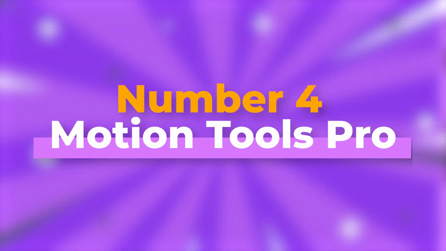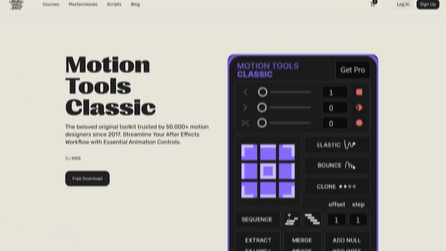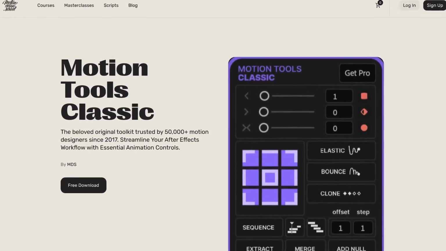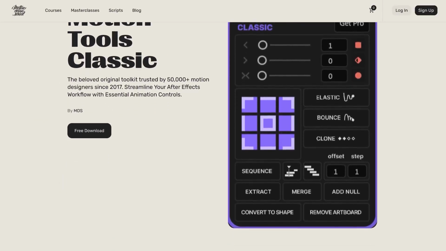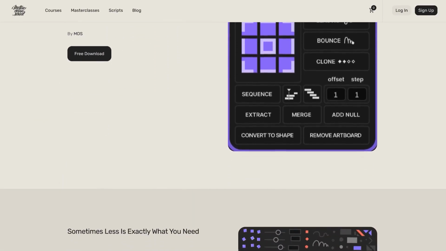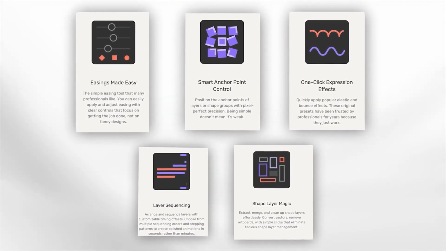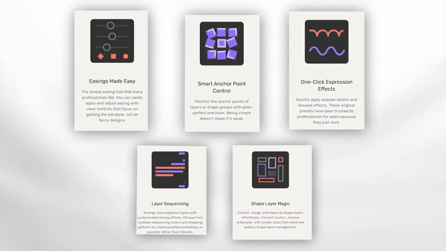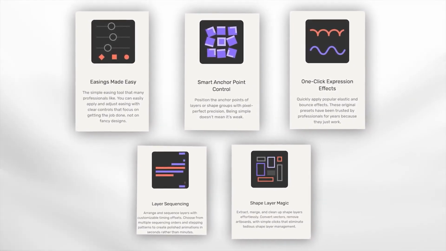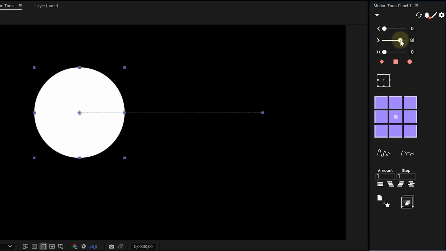Next up is Motion Tools Pro by Motion Design School. This one is all about speed and workflow. Instead of overwhelming you with hundreds of features, it focuses on the essentials. Anchor point controls, keyframe easing, bounce animations, null controllers, everything you actually use. And it's all packed into one clean panel, making repetitive tasks way faster.